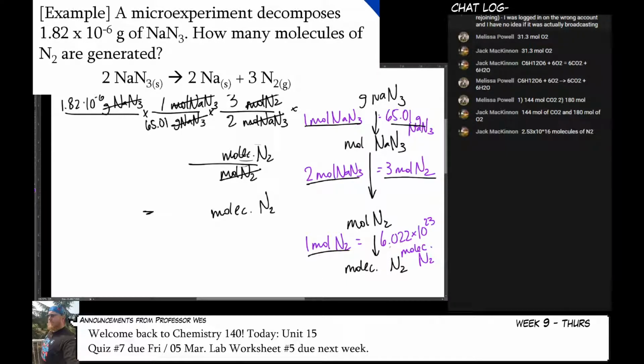1 mole of N2 is Avogadro's number of molecules. There you go. Make sure you get the numbers in the right spot. And we'll punch it on the calculator, and we should get... It should still be a large number, even though the mass is tiny, because Avogadro's number is just so humongous.